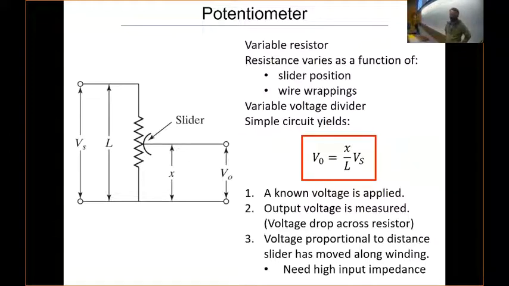You apply a known voltage, you measure the output voltage, just the voltage drop across this resistor. And then the voltage is proportional to the distance the slider has moved along the winding. You do need a high input impedance for this, and that complicates it. We'll do at least one example today that shows how to do that.